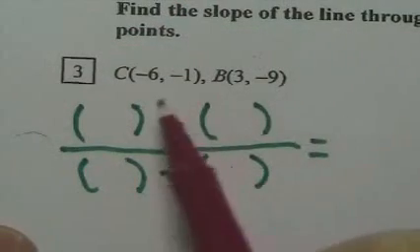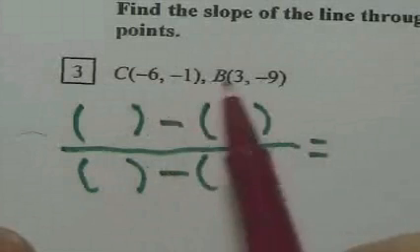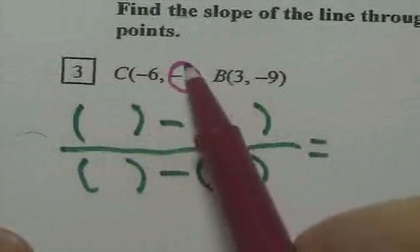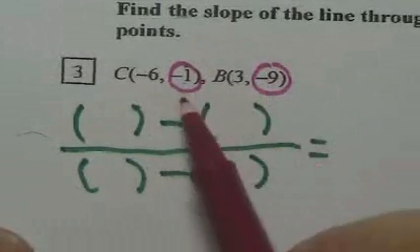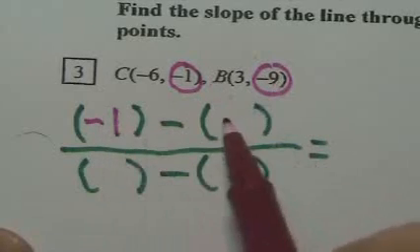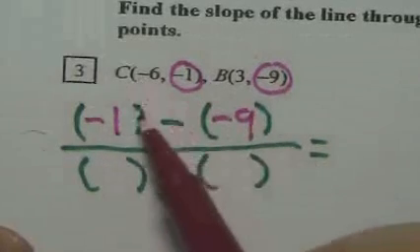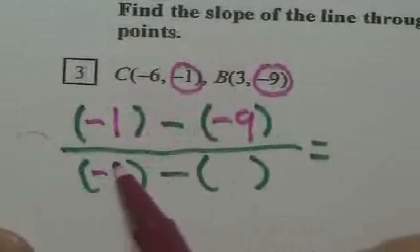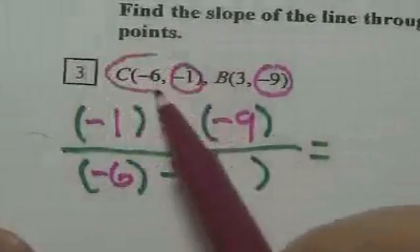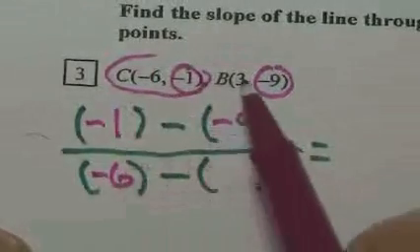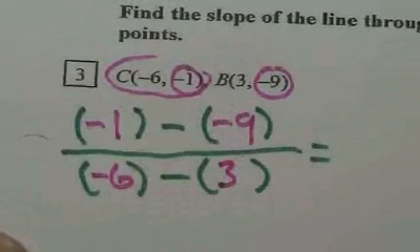Okay, number 3, find the slope of the line that goes through these 2 pair of points. I'm going to take my y's, they go on top. -1 and -9. My x's go on the bottom. I'm going to start with this point here, so this has got to be my first number. -6, and this one over here is 3.